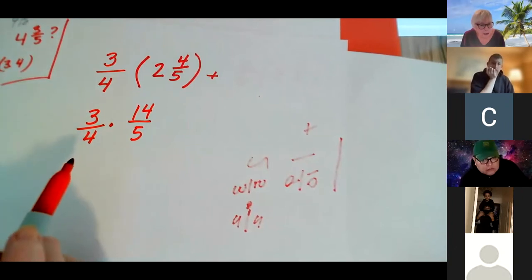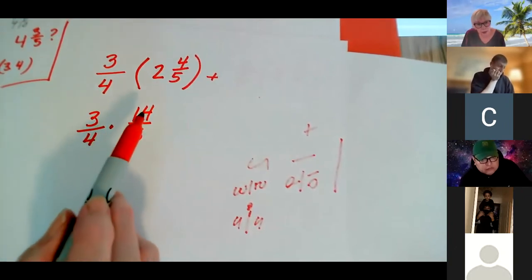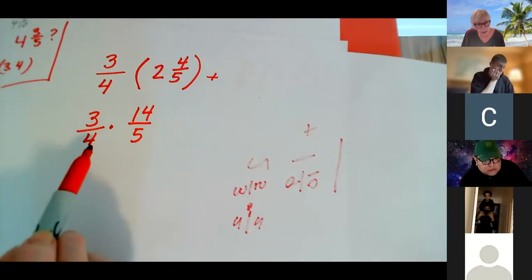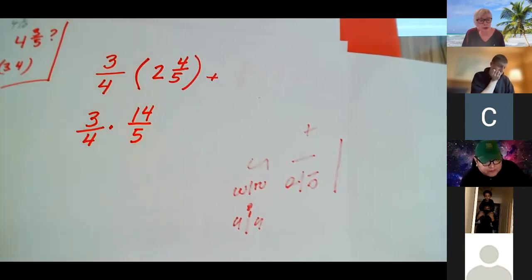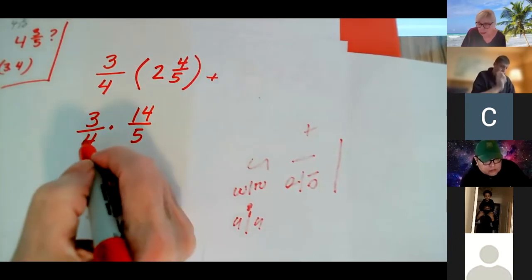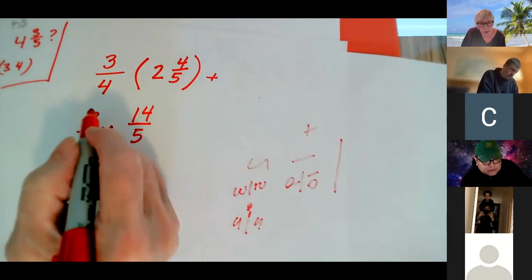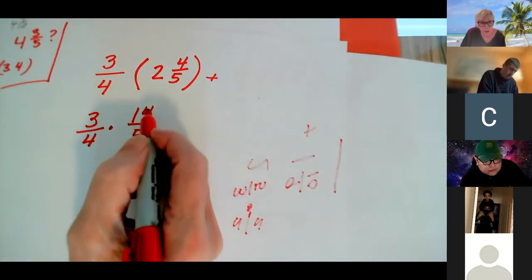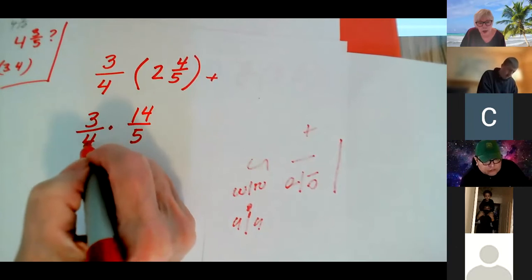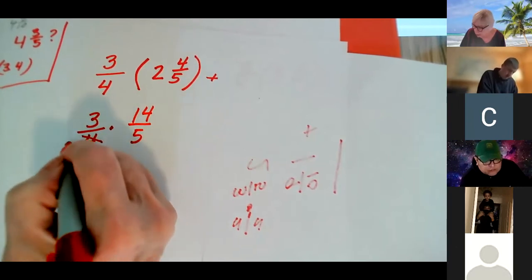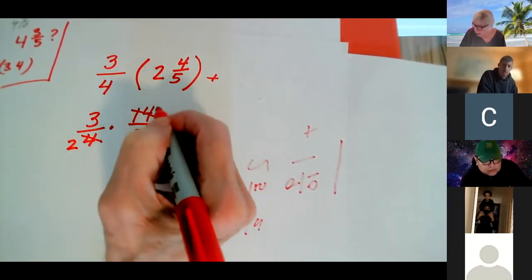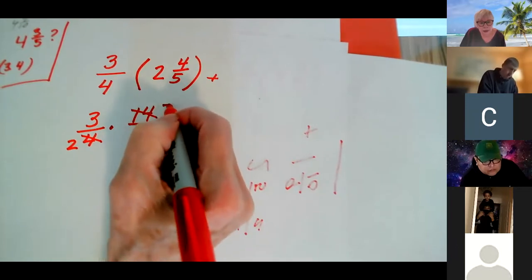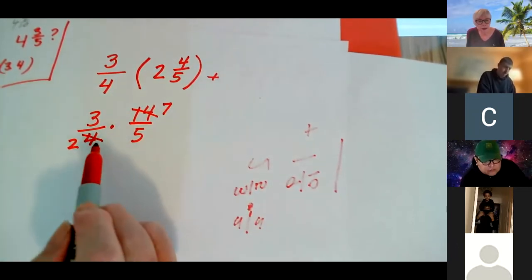We might as well finish this, and notice the 4 and the 14 would reduce right now, and I want to reduce it now before the numbers get too big. They both divide by 2. The 3 and the 5 isn't going anywhere, but the 4 and the 14. So 4 divided by 2 is 2. 14 divided by 2 is 7. So I divided both by 2.